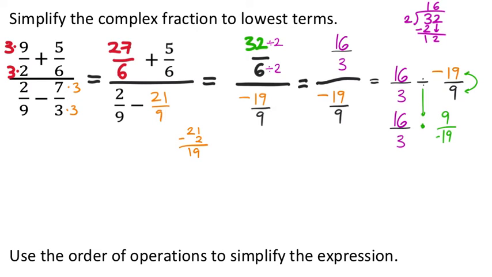Well, it looks like the 9 and 3 can simplify. 3 divided by 3 is 1. 9 divided by 3 is 3. I can see there in the denominator that 1 times negative 19 is just negative 19. But in the numerator, 16 times 3. 6 times 3 is 18. Carry the 1. 3 times 1 is 3, but add 1 makes that 4. 48. 48 over negative 19. Some students will write this as negative 48/19, like this. Either one is good.